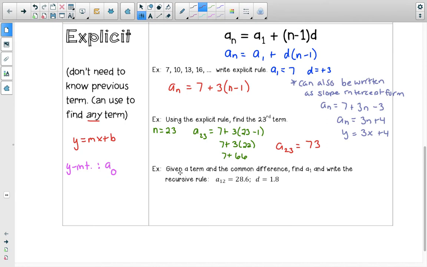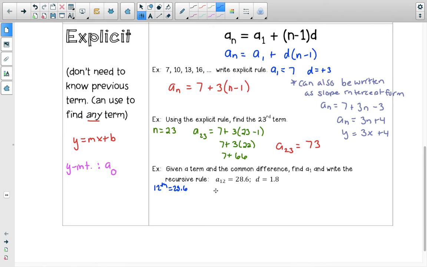So our last example here, it says, given a term and the common difference, find a sub 1 and write the recursive rule. So we're given the common difference, and we know what the 12th term is. So that will help us using this explicit. So if we use the explicit, that will help us. So plugging things in, we know that a sub 12, so we know the 12th term, is equal to 28.6.